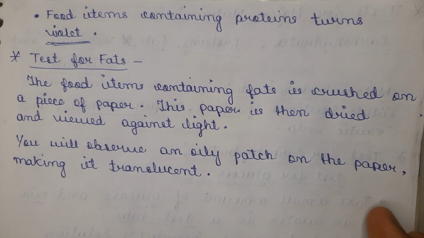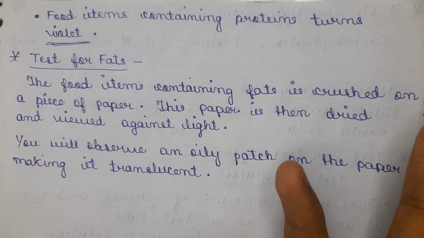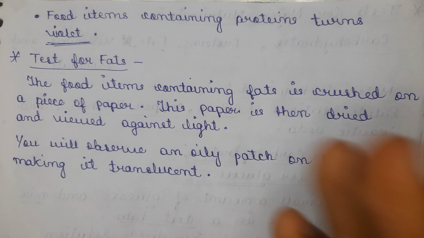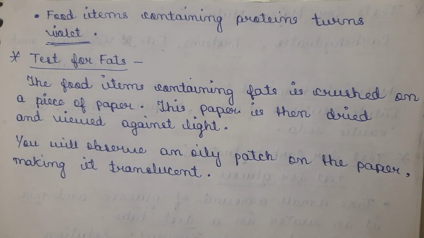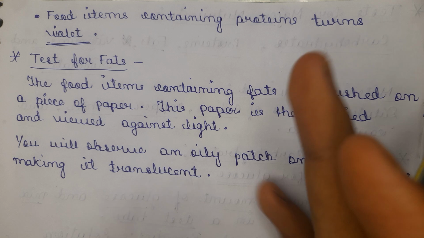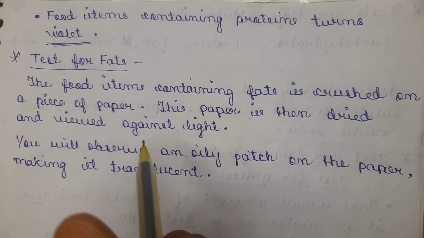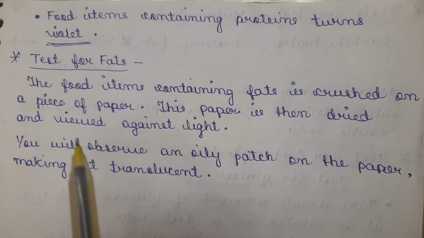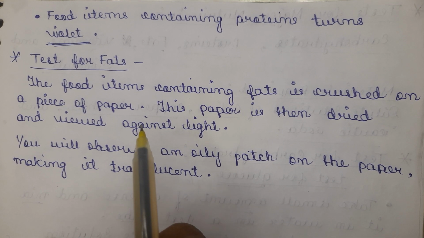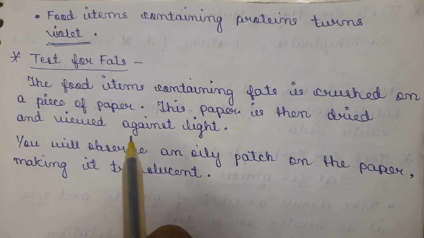Now at last, the topic is testing for fat. In order to test for fat, we need two or three food items that contain a huge amount of oil, such as french fries. If you crunch it on a paper, you will observe that the paper contains a huge amount of oil, and the paper basically turns translucent. That basically makes the paper light visible.